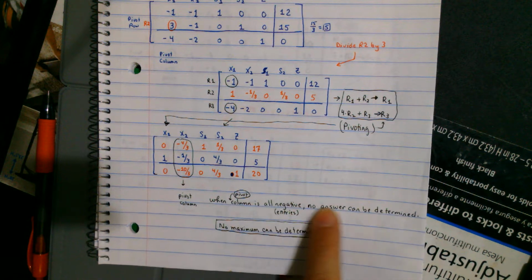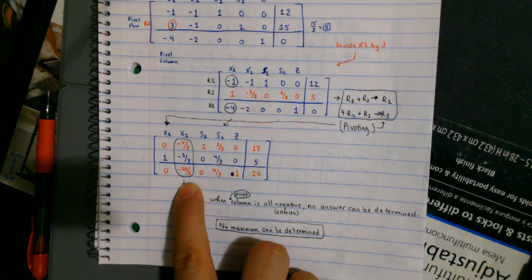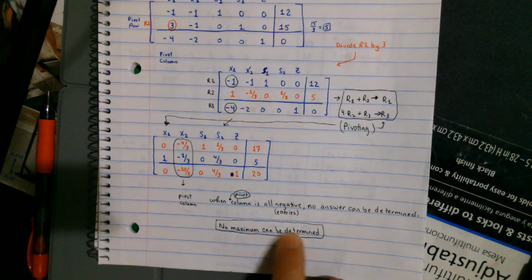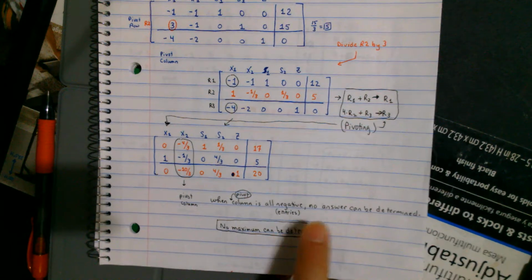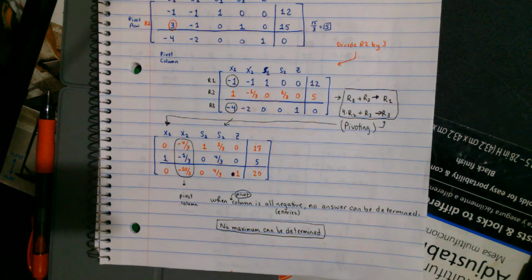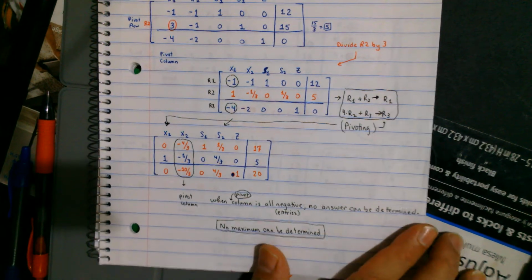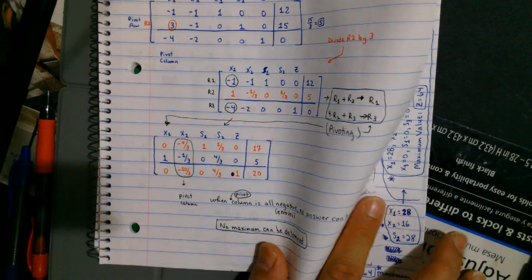So that's what this is saying. I don't have to pivot here because this tells me I cannot keep going, I can't pivot again. So no maximum can be determined, which means this problem has no maximum. And you would stop. I know a lot of my students say, I have to keep going. I gave you one just so you can have it.